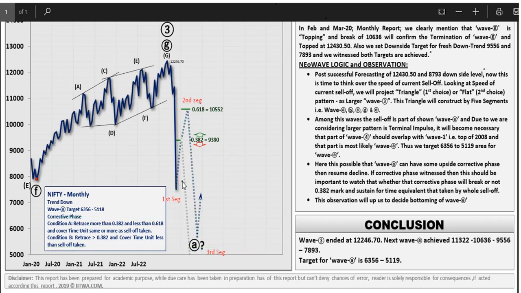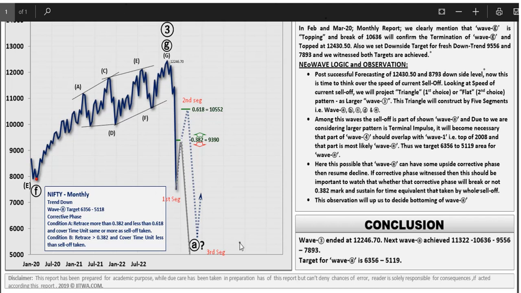There is another probability that the second segment will retrace the first segment less than 38.2% and consume less time than the first segment and start a decline. If this happens, this will be more dangerous. In this case, Nifty can break the 5118 level also and can go further lower, as shown in the previous chart, the second level. So this is the forecasting about the monthly chart.